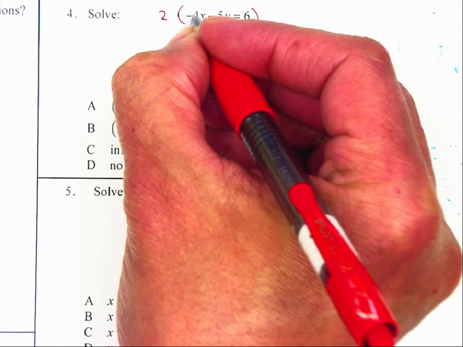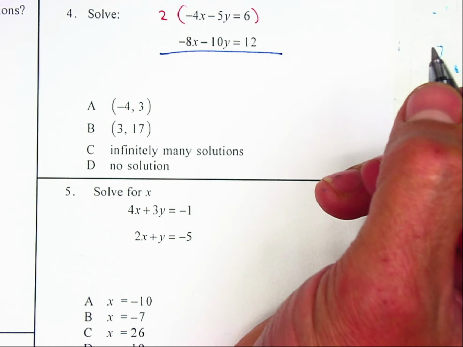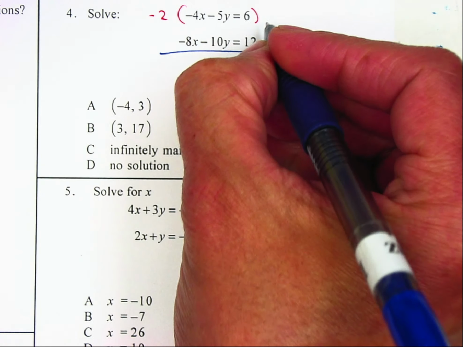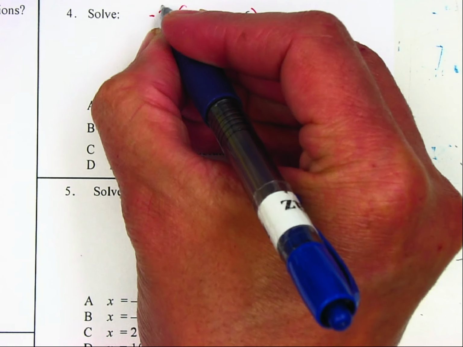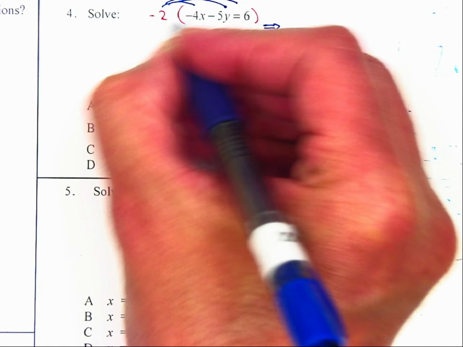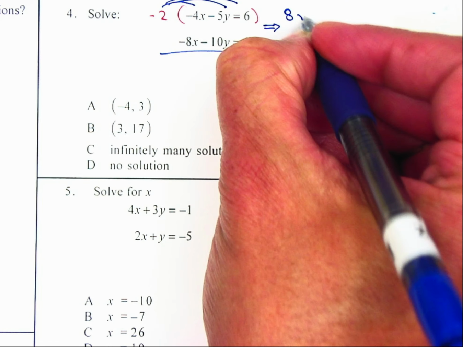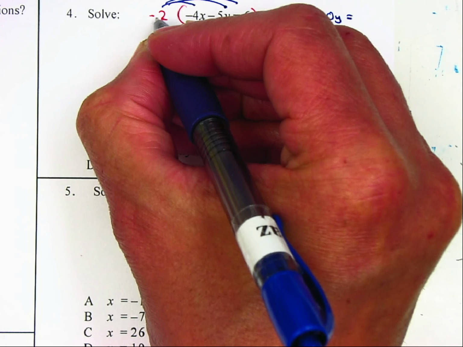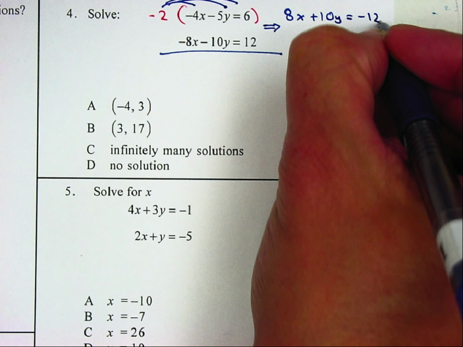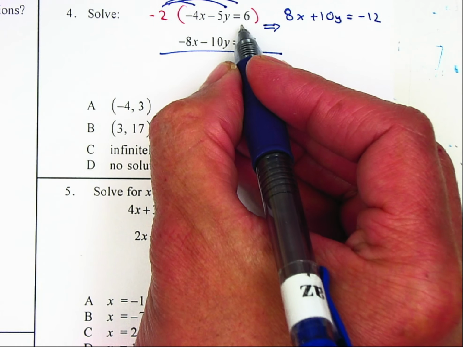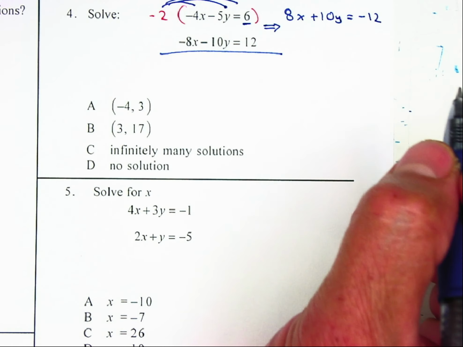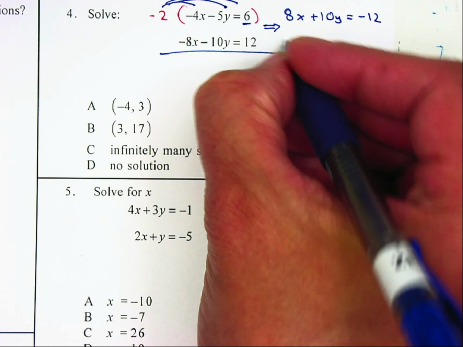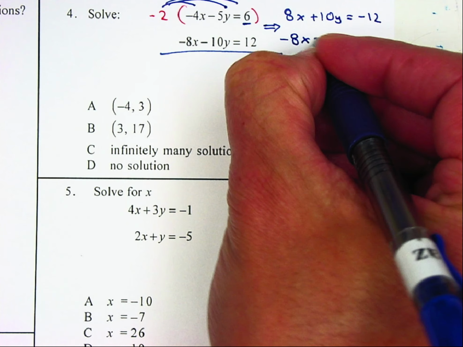But they have the same sign. I need them to have different signs. So therefore, I want to multiply by -2. Multiply each of the numbers. That gives me positive 8x, positive 10y, -12. Some of you guys will forget to multiply the 6. The second equation will stay exactly the same.